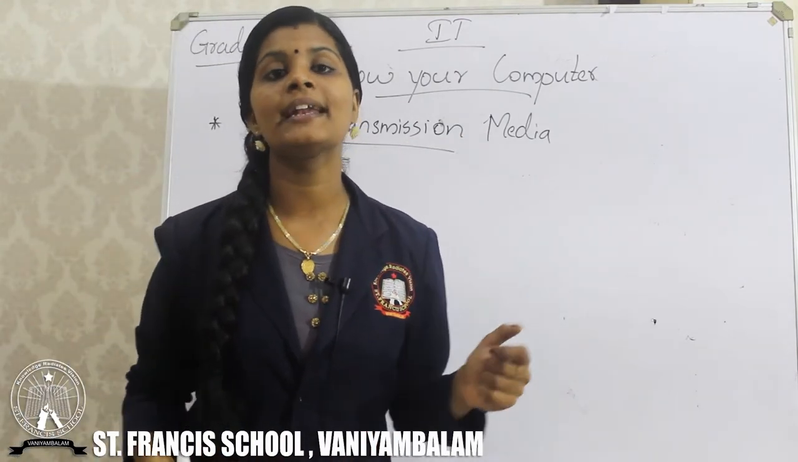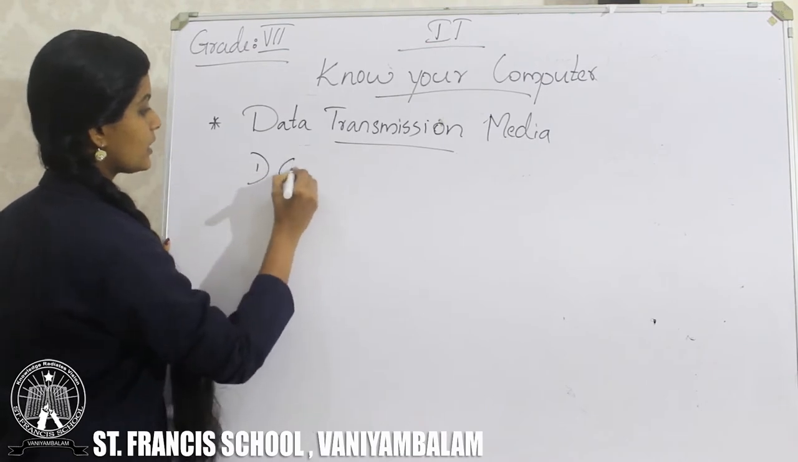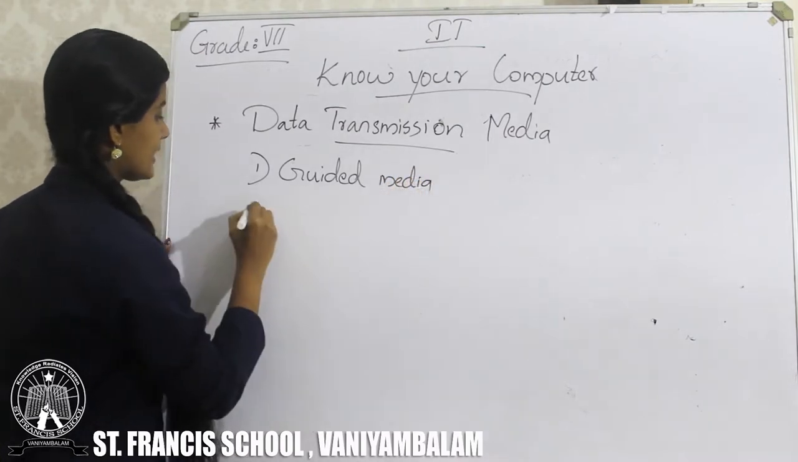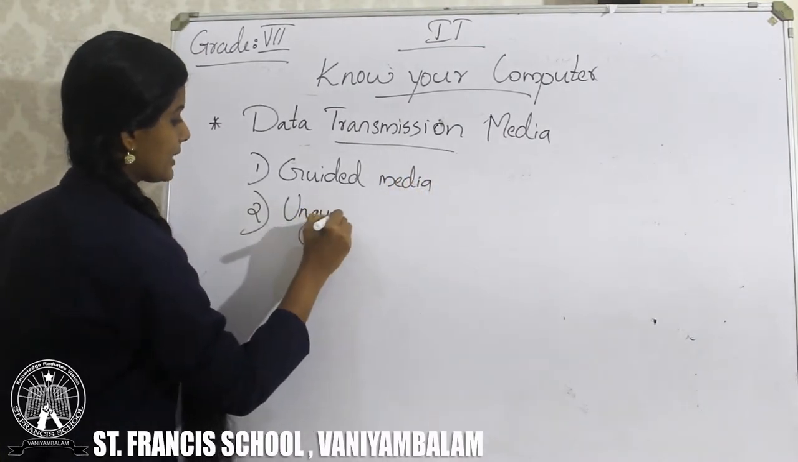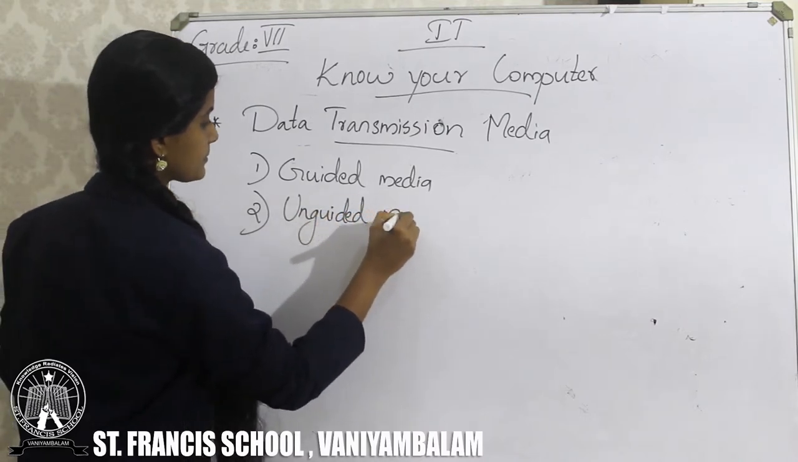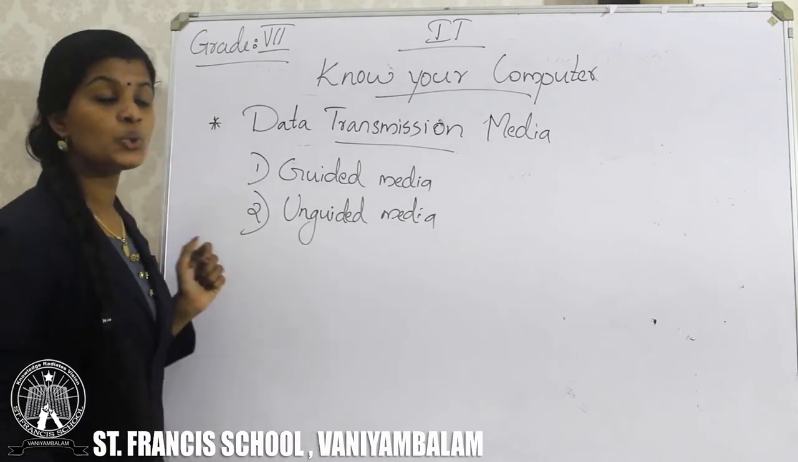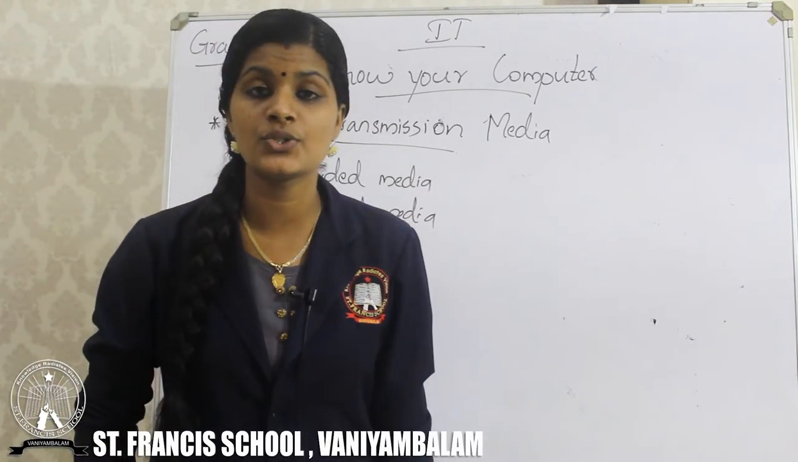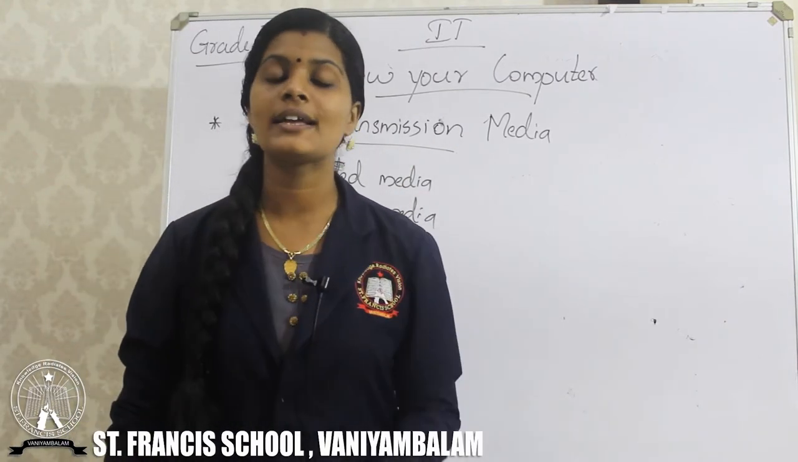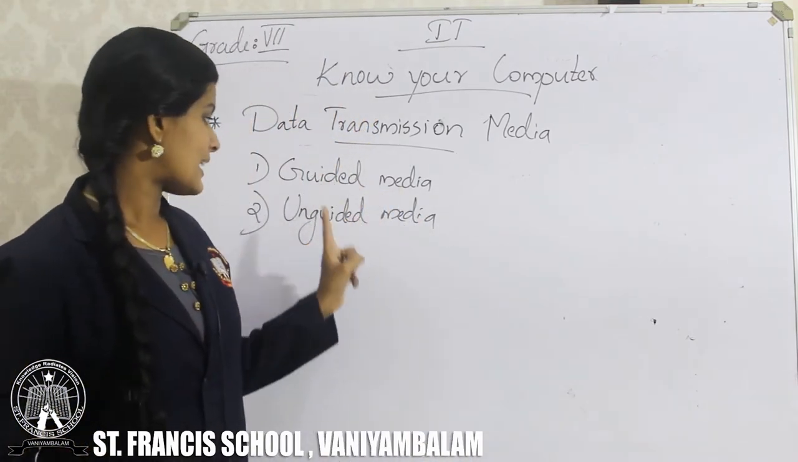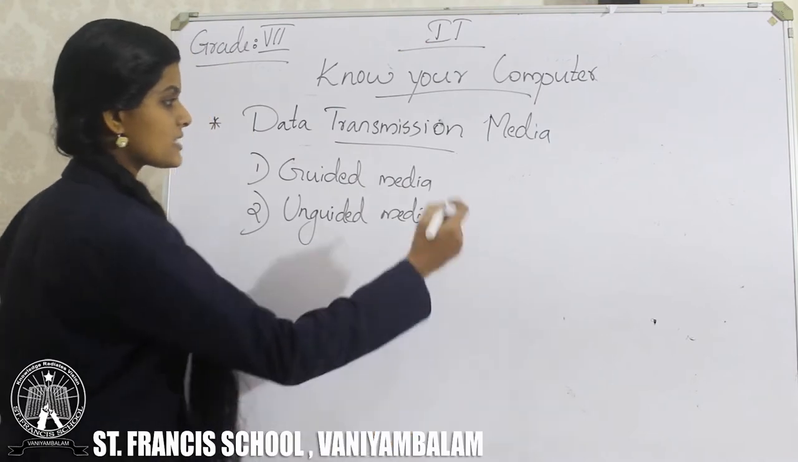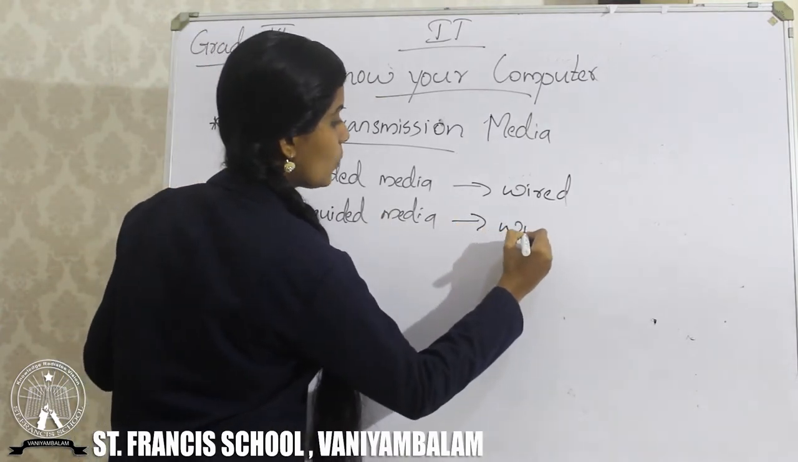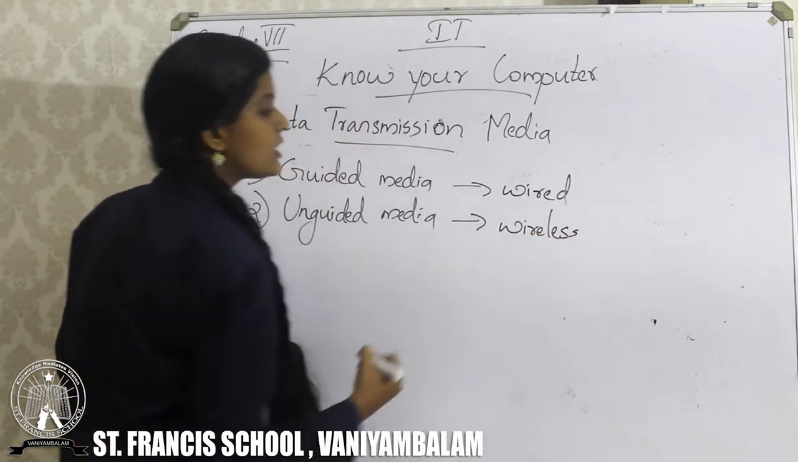This data transmission media is divided into two: guided media, and the second one is unguided media. These are the two types of media that help us to transfer our network from one device to another. Guided means wired connection, and unguided means wireless connection.